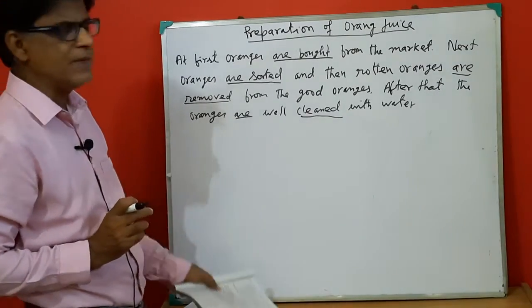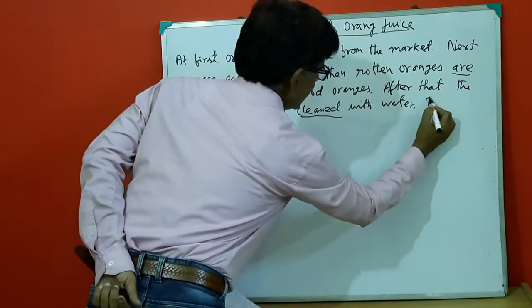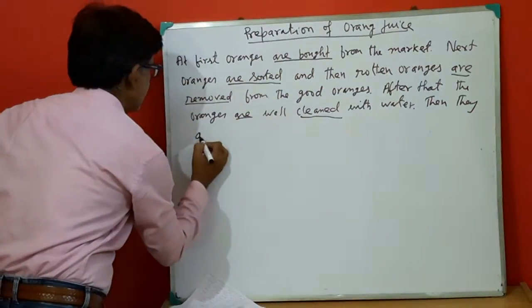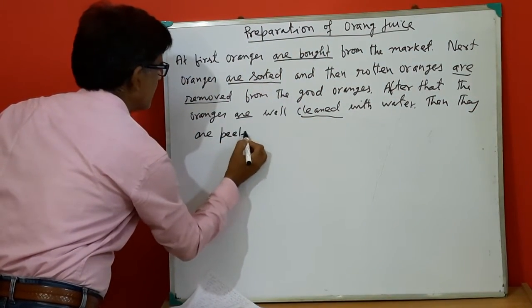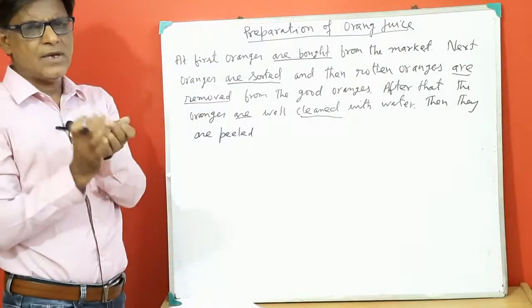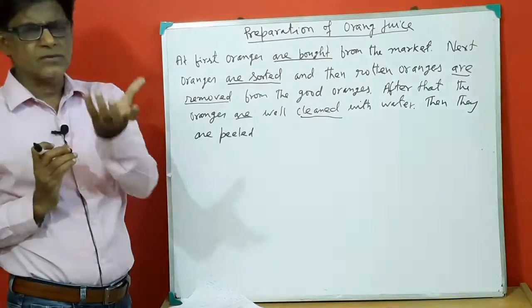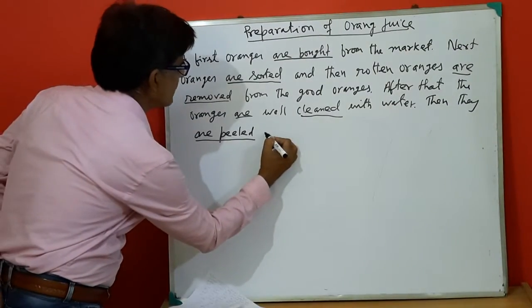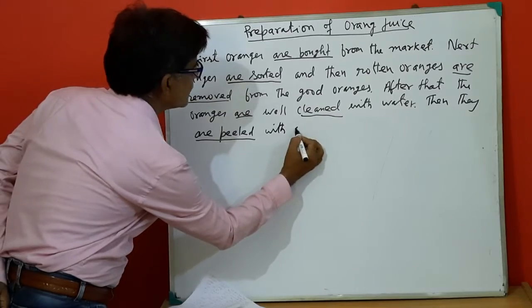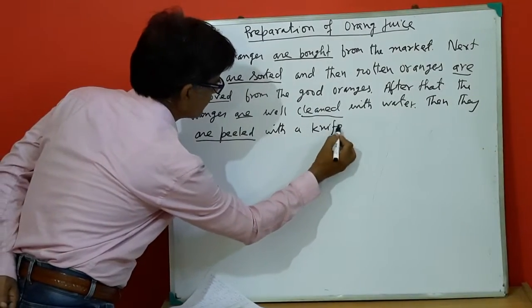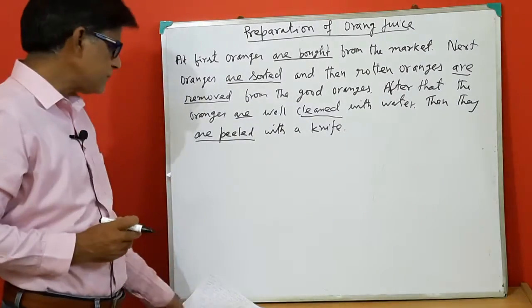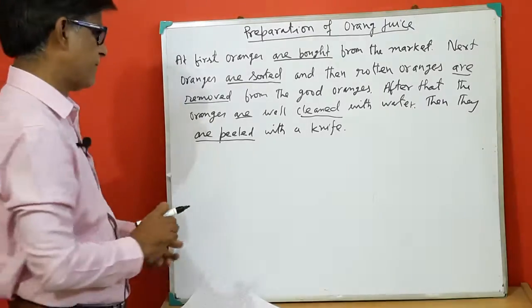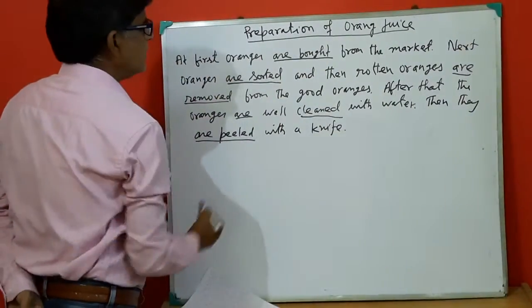The next point is peel. Then they are peeled. Peel means to remove the hard skin of the oranges. Then they are peeled. You may supply words with a knife. You can add with a knife. Then the next point is put in juicer. Then they are peeled with a knife.